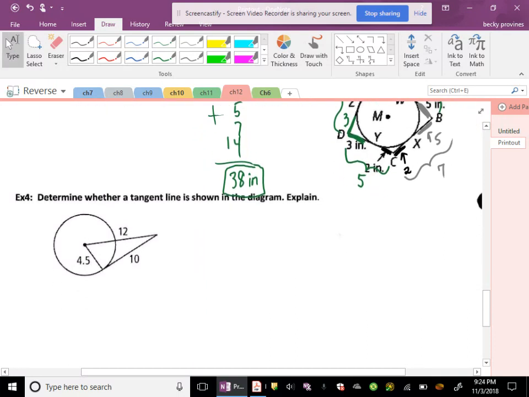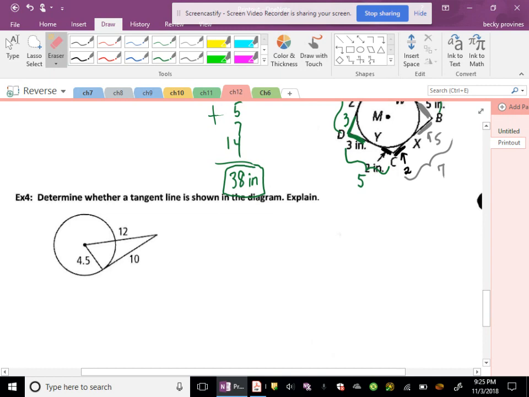Okay, so now's the moment of truth. Can you figure out how to determine whether or not this line is tangent? It's not that hard. What we're going to do, guys, is we're going to determine if it's a right triangle. And if it's a right triangle, that means there's a point of tangency, and the point of tangency only happens when the line is tangent. Okay, so we're going to do Pythagorean and see if it works.